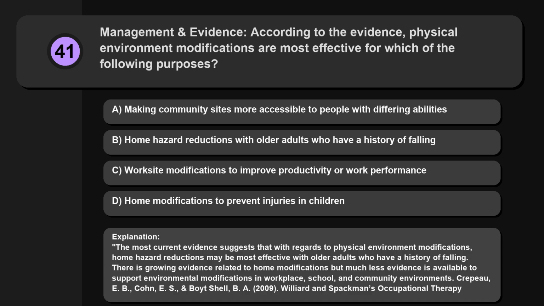The most current evidence suggests that with regards to physical environment modifications, home hazard reductions may be most effective with older adults who have a history of falling.